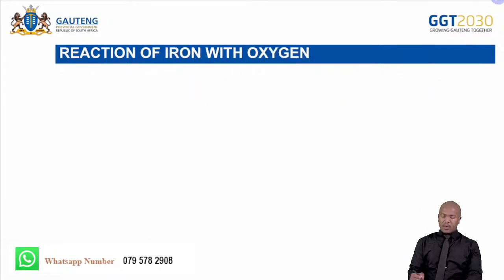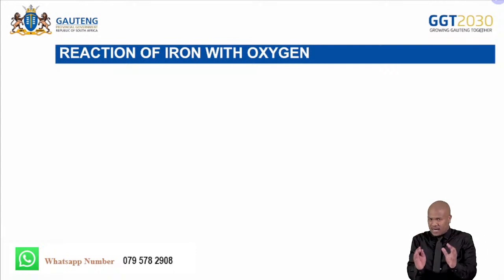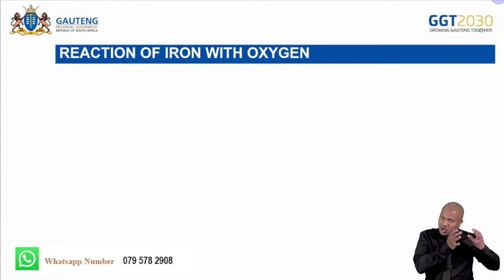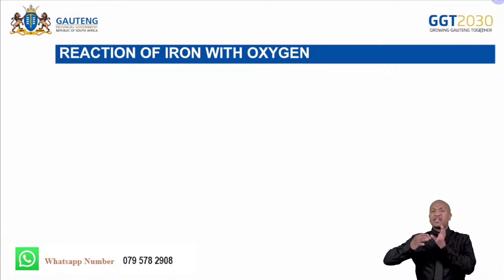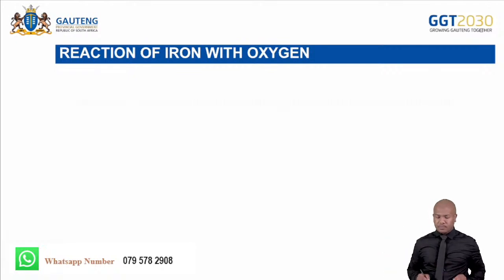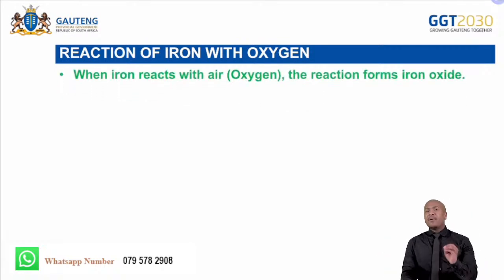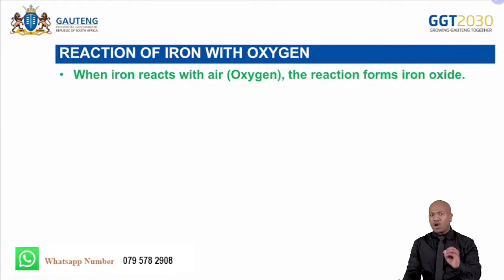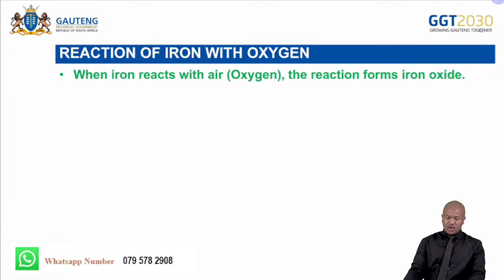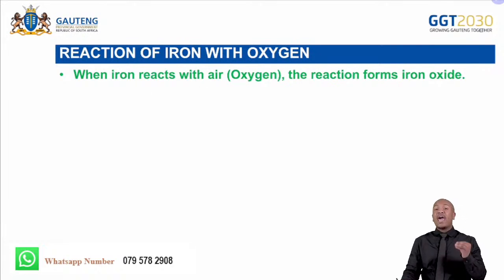So now, reactions of iron with oxygen. There's a reason why I put this here, right? Now, I want us to remember how rust is formed before we can talk about reactions of acids with rust deeply. So now, remember that rust is formed as a result of a reaction between iron and oxygen. So now, when iron reacts with air, right? Why do we say air? Because the oxygen is found in the air.